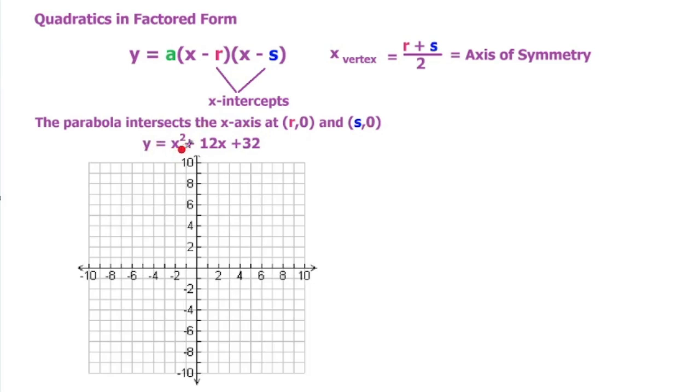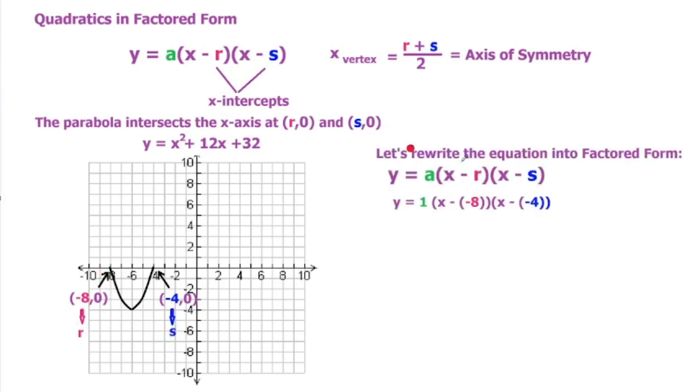Here we have y equals x squared plus 12x plus 32. And we have our zeros here. The problem is giving us the numbers here. They're giving us our x-intercepts of (negative 8, 0) and (negative 4, 0). So this is our r and this is our s, okay? So let's rewrite the equation into factored form. We're going to write this into this format.